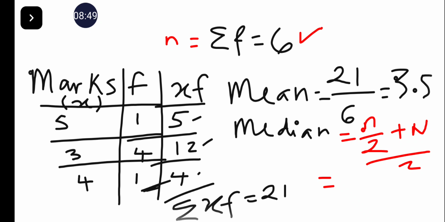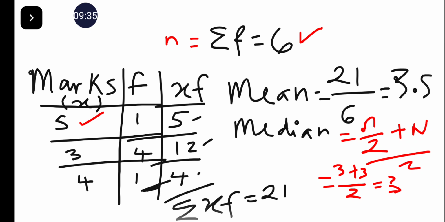And what is the third score here? Let's look at it. This score of 5 here, frequency 1, means it appears once, so that's the first score. 3 appears 4 times, means you have 3, 3, 3, 3. So you see that the third score will be 3, and the next score will still be 3. So the median will simply be 3 plus 3 divided by 2, which is 3.